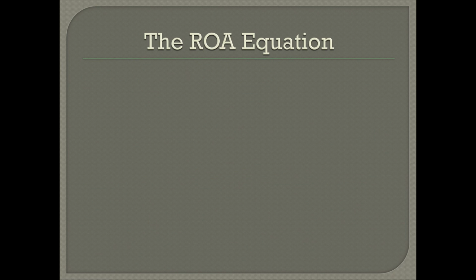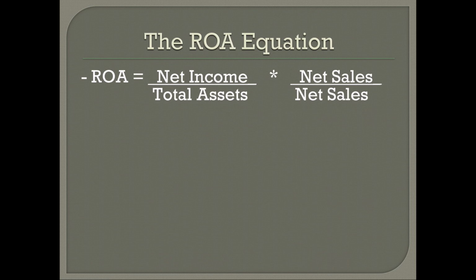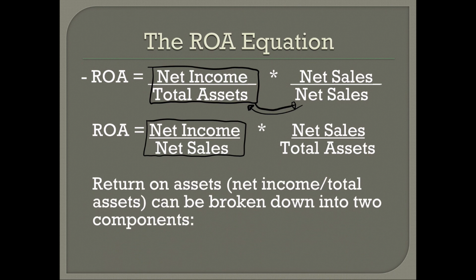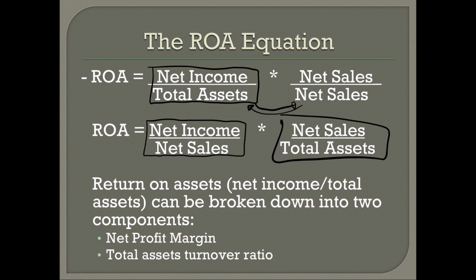The next step is to take that ROA equation, which we know is net income divided by total assets, and once again I'm going to multiply the top and bottom by the same thing. I'm going to rearrange it. I'm going to move total assets underneath net sales, move net sales underneath net income, and we can see then that ROA is broken down into net income divided by net sales multiplied by net sales over total assets. Once again, these are not new equations or new ratios. Net income over net sales is simply your profit margin. And then net sales divided by total assets is your total asset turnover.